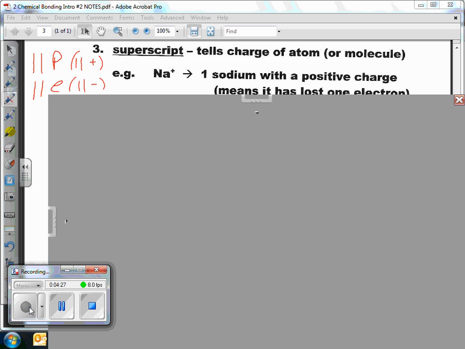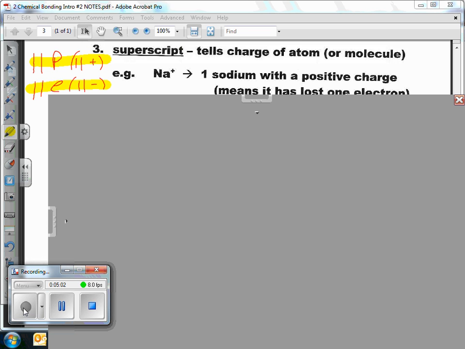So, sodium atom, like we did last time: the atomic number of sodium is 11, so that means it has 11 protons, or 11 positive charges. It also has 11 electrons, and those 11 negative charges are canceled out by the positive charges to make the atom electrically neutral. Any questions about that?